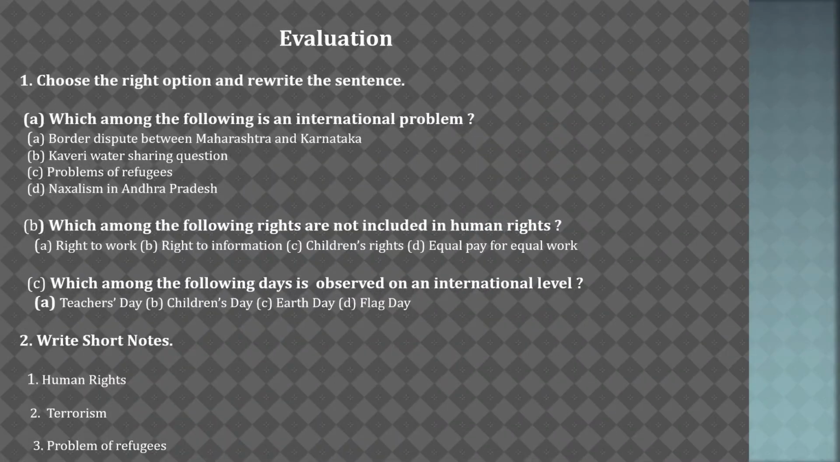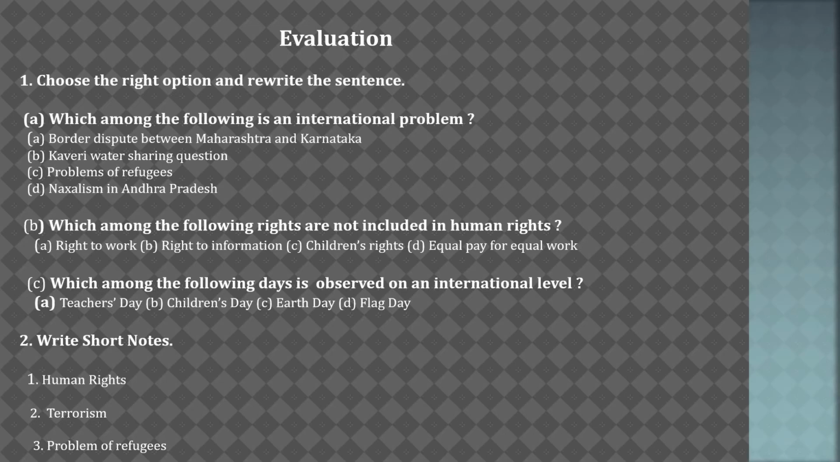Let us come to the exercise, or the question answers, of the given chapter. So question number 1, choose the right option and rewrite the sentence. First one, which among the following is an international problem? So the answer for the question is option C, that is problem of refugees. Let us move to the next question.